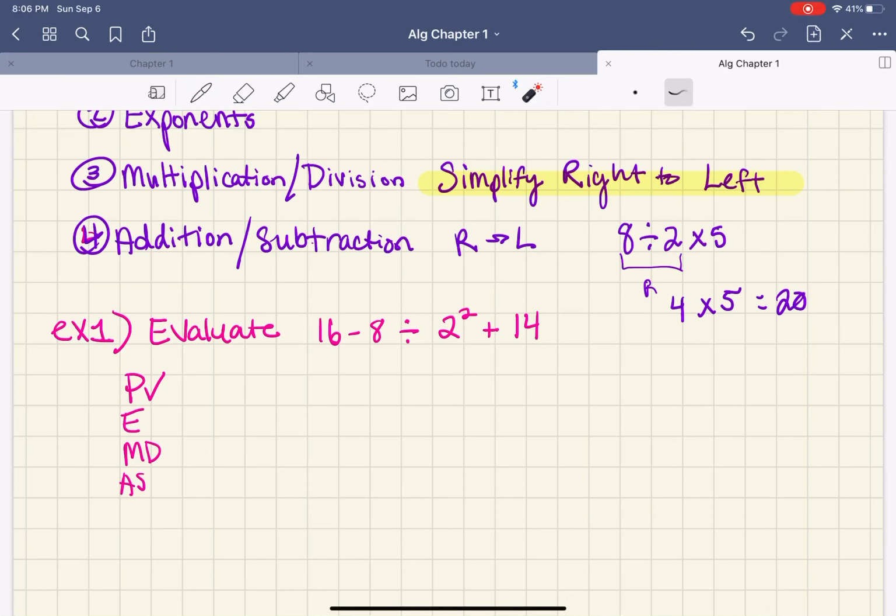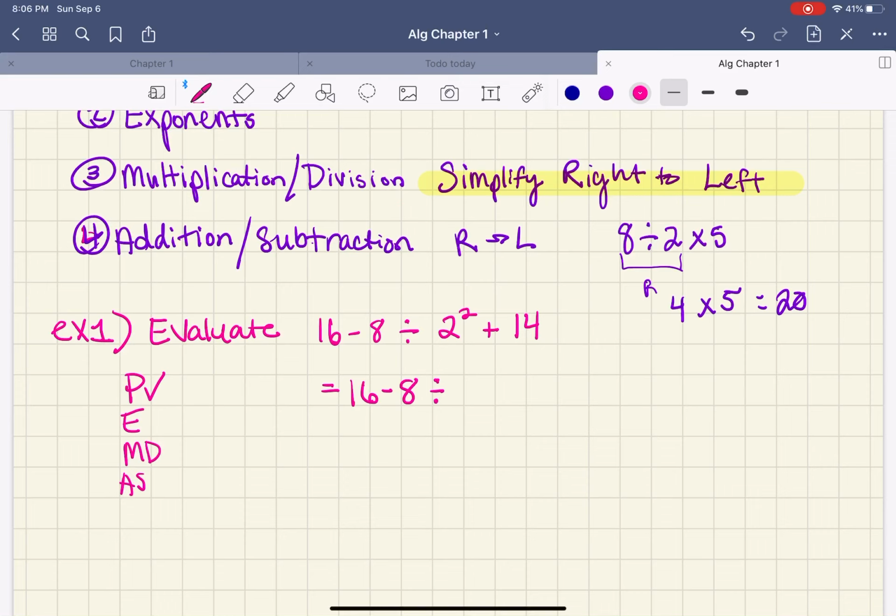Now, next is exponents. No exponents, no exponents. Ooh, that's an exponent right there. And then no exponents. So I have an exponent right there. I need to simplify that before I can move on. So what I'm going to do is I'm going to just rewrite everything else.